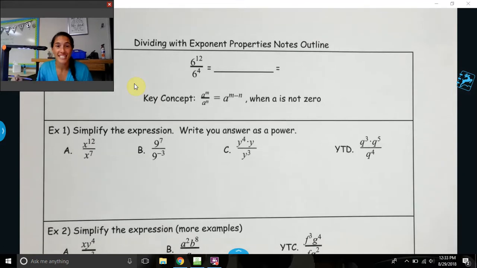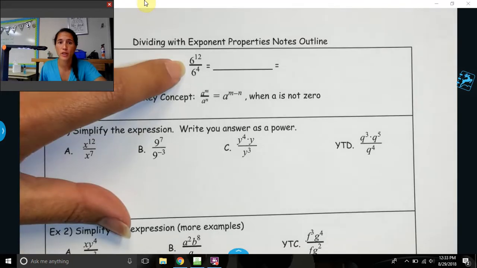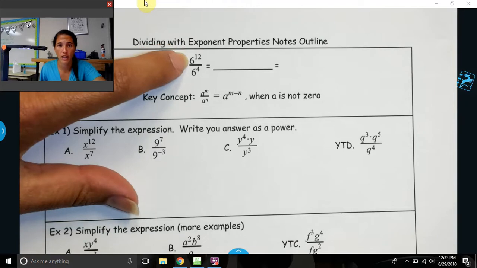Now, today's lesson is about dividing with exponent properties. We've already done multiplying with exponent properties, so now we're going to divide, and you may already kind of have an idea of what's going to happen. So for this first problem, we're just going to write it out, and I'm going to show you.